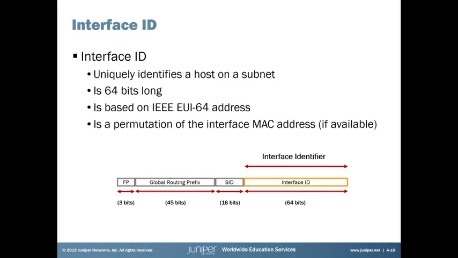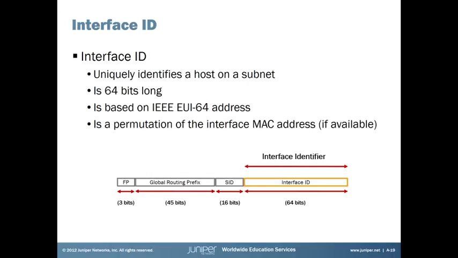Basically, what we do is we take the MAC address, which is the interface identifier, put another 16 bits right in the middle of it, and there's our unique IPv6 64-bit address done. That process is known as EUI-64 address allocation.